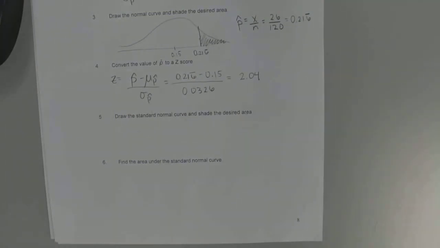And I'm going to do it the wrong way. I'm going to tell you what happens if you round too soon. So if you do 0.22 minus 0.15 divided by 0.0326, you get 2.15. That is a huge difference between 2.04 and 2.15 on here as far as area goes. So that just shows you how important it is to be as accurate as possible.